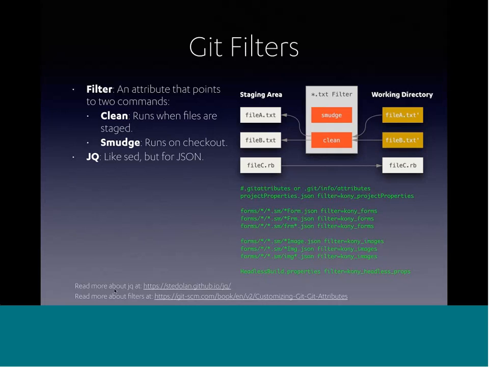And then you can see in this image, like I said, smudge runs on the way down, right, from the server to your machine, and clean works on the way up, so from your working tree as you stage, and then into source control. So the way we get around these issues with the project properties file, with the forms and whatnot, is we're going to define these filters for these files. For the project properties JSON, you can see here I've created a filter called Kony project properties.